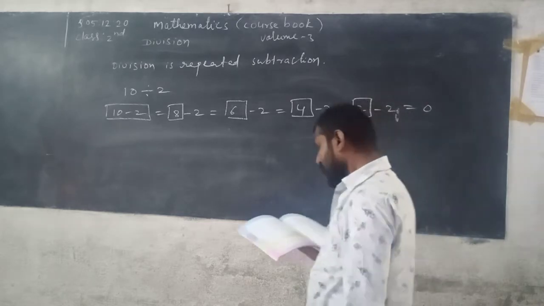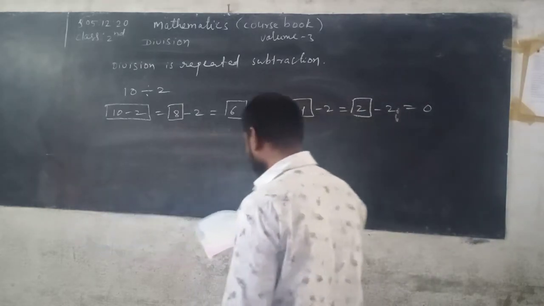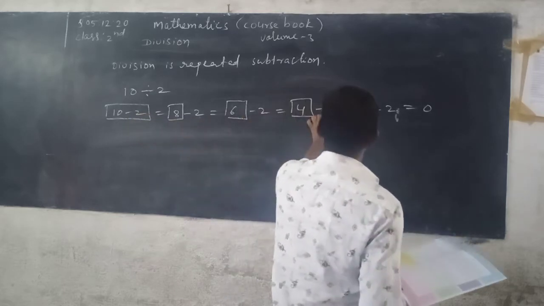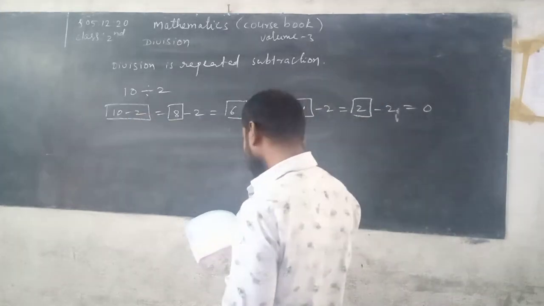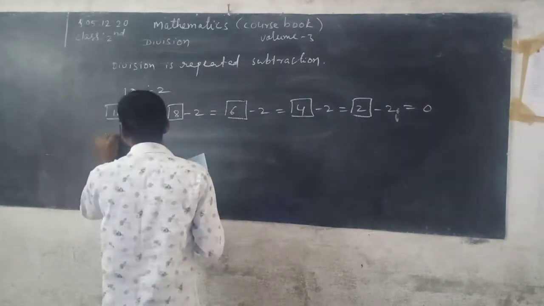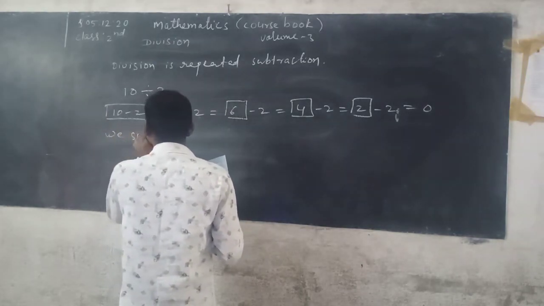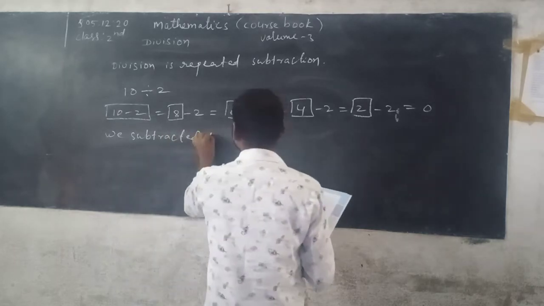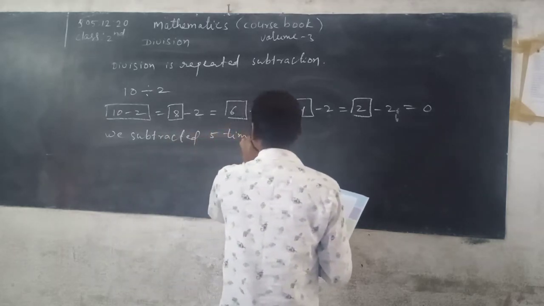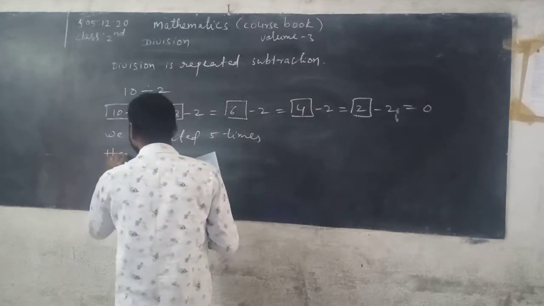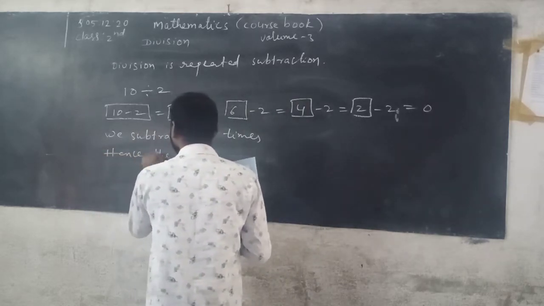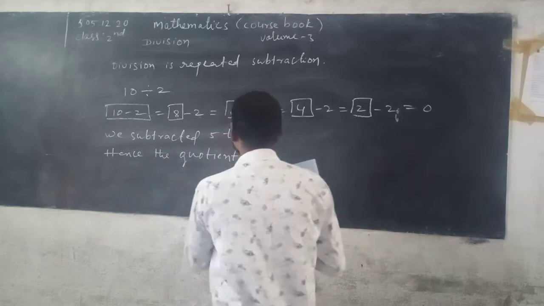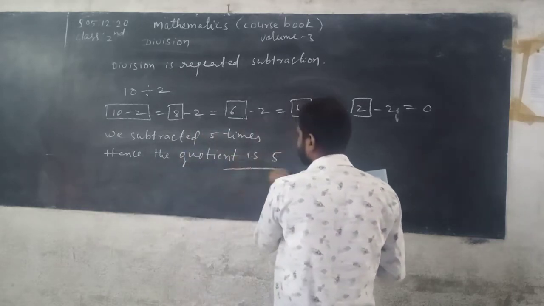Count how many times we subtracted to get 0. 1, 2, 3, 4, 5 times. We subtracted 5 times. Hence the quotient is 5.